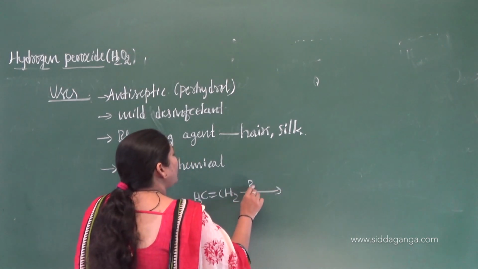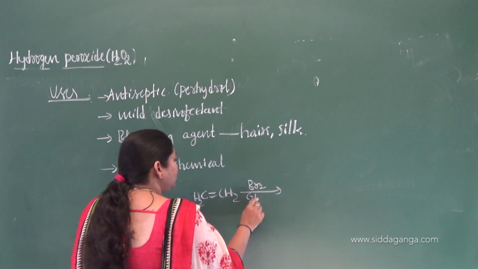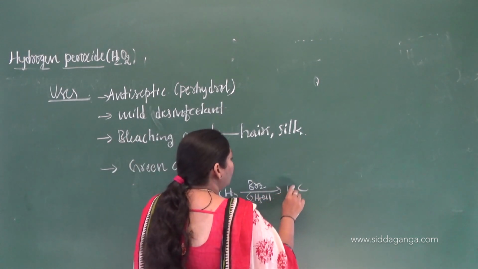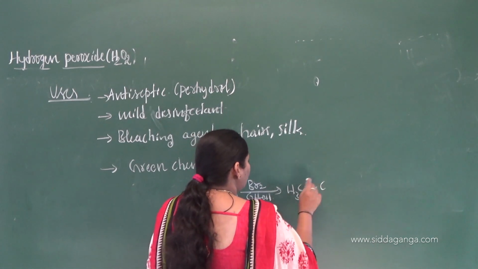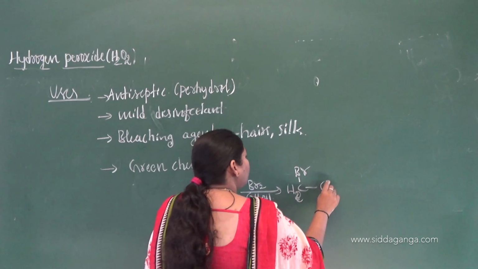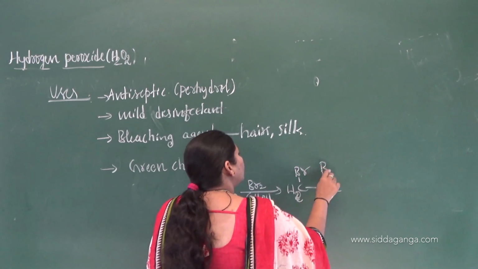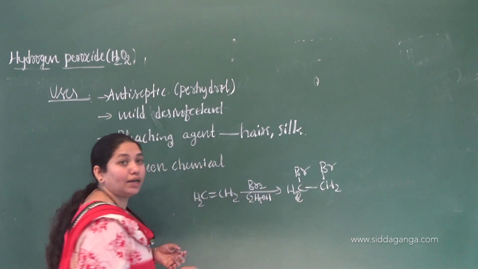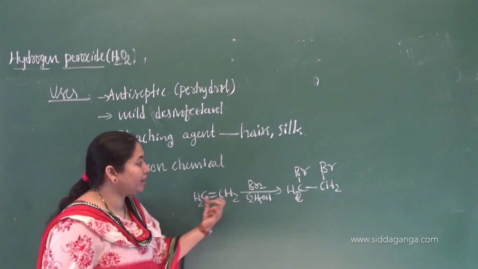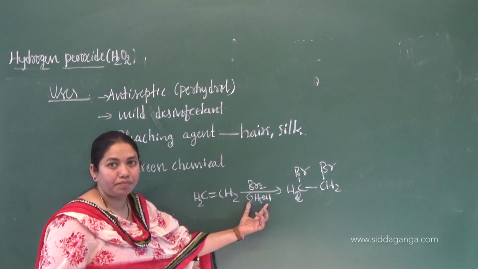and react it with bromine in the presence of ethanol, what is the product you are going to get? You are going to get CH2Br-CH2Br, 1,2-dibromoethane. The double bond has been converted into a single bond. Just a simple addition reaction that takes place in the presence of ethanol.